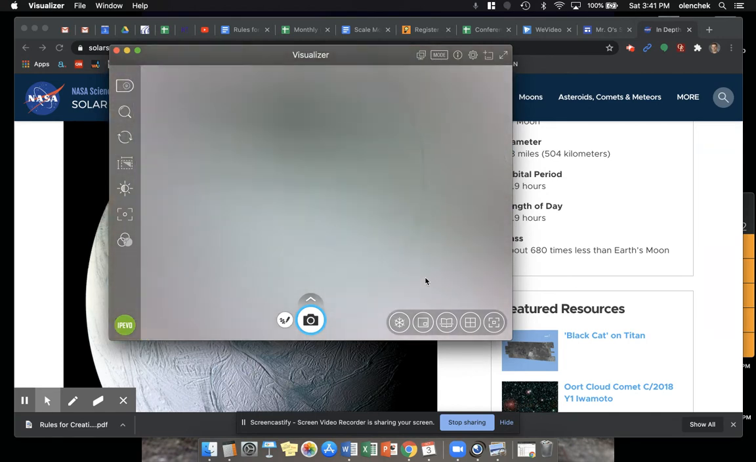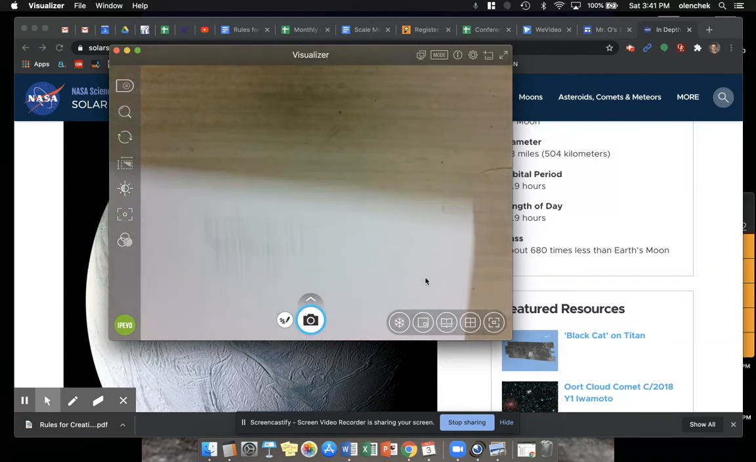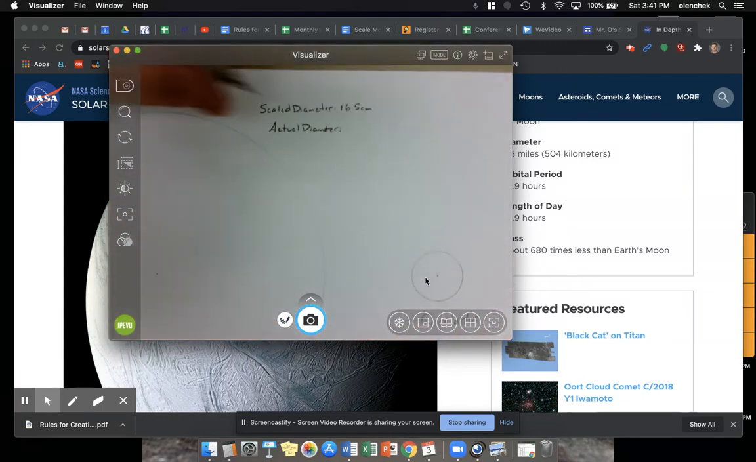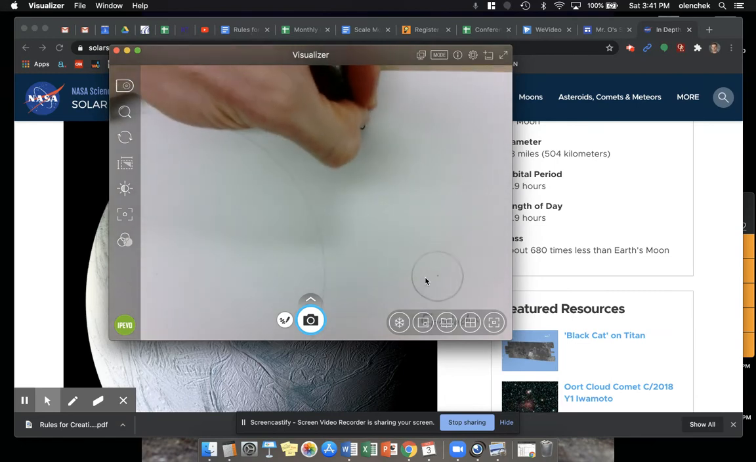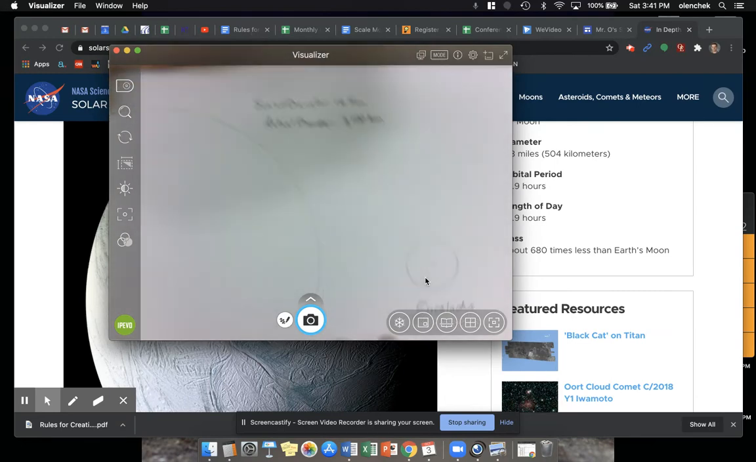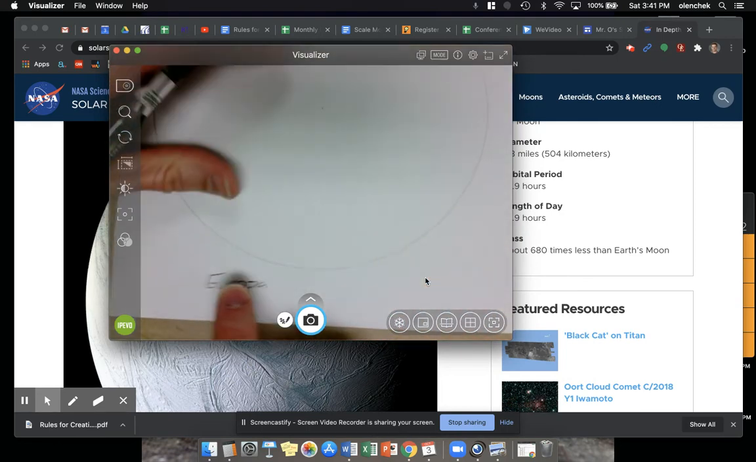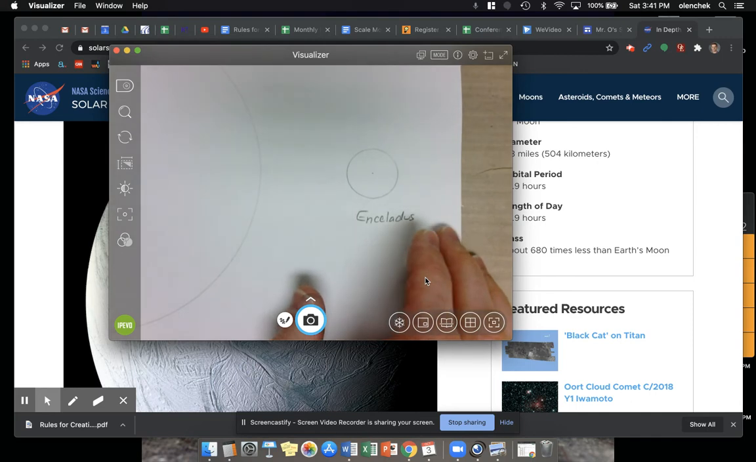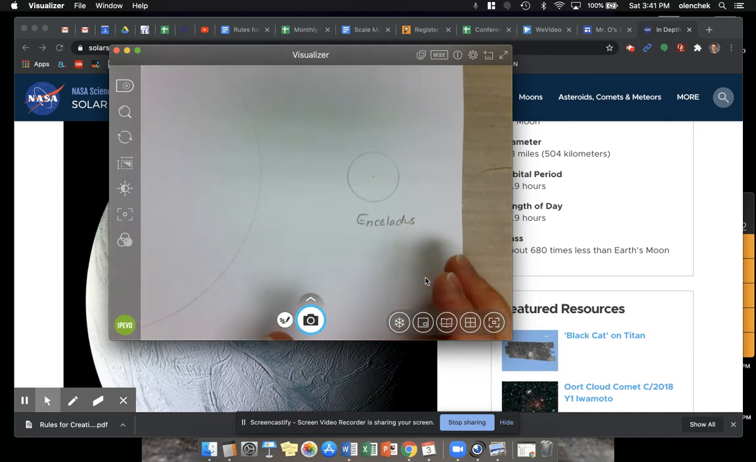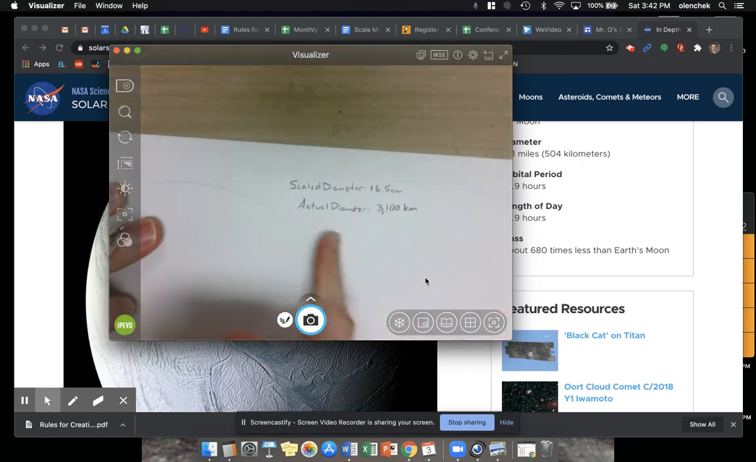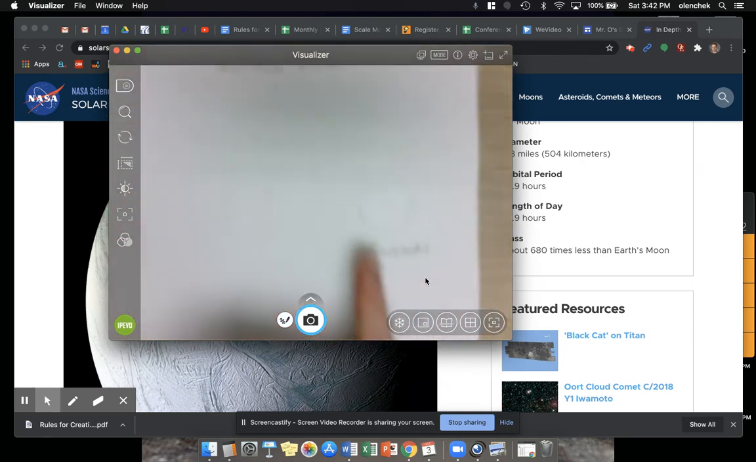As you can see what I'm doing. And then I'll look back on what was the actual diameter. Europa, 3,100 kilometers. I'll do the same thing for Enceladus. So they're labeled, and you can clearly, your artwork, I know you'll be much more skilled than me in doing this. Labeled, and also put scale diameter and actual diameter for both objects.